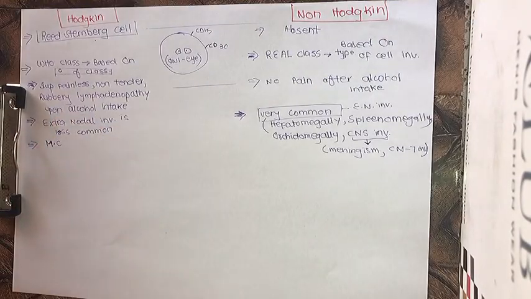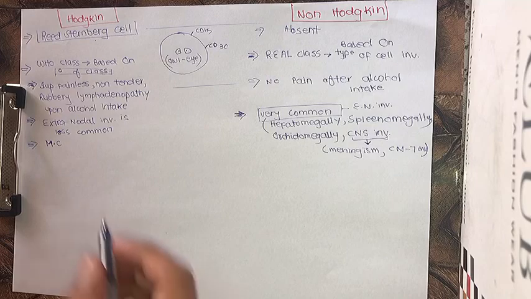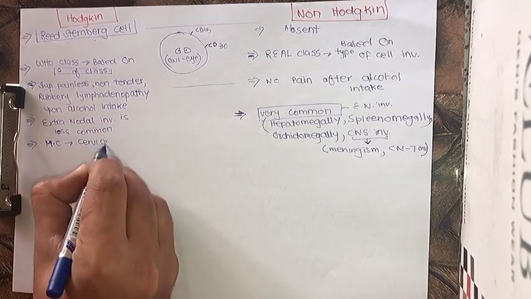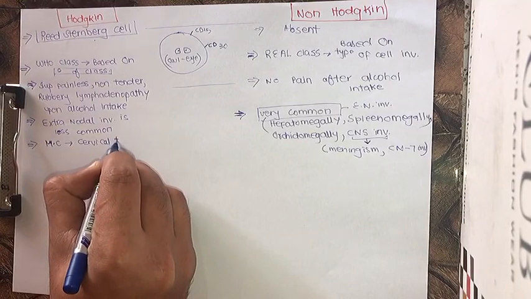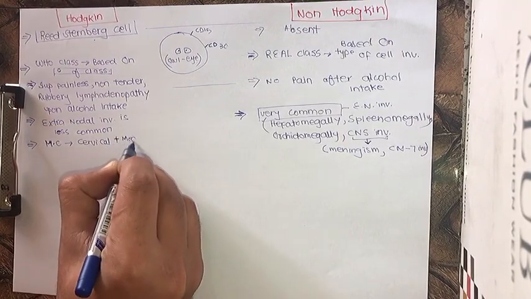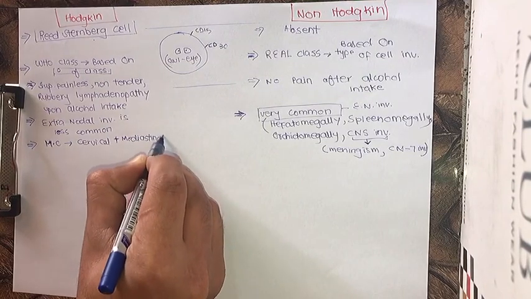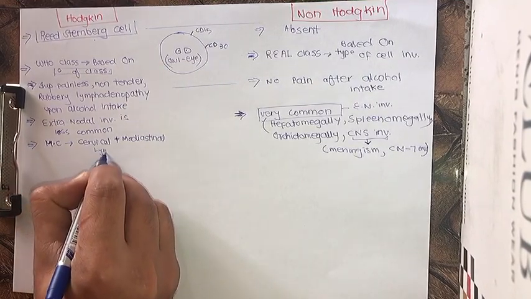The most common presentation in Hodgkin's lymphoma is cervical plus mediastinal lymphadenopathy.